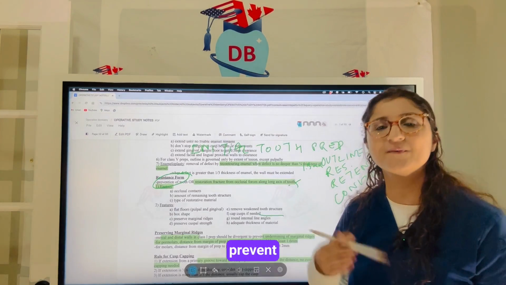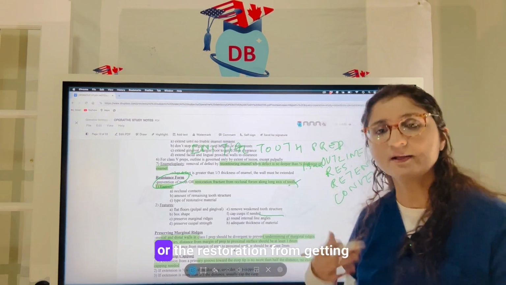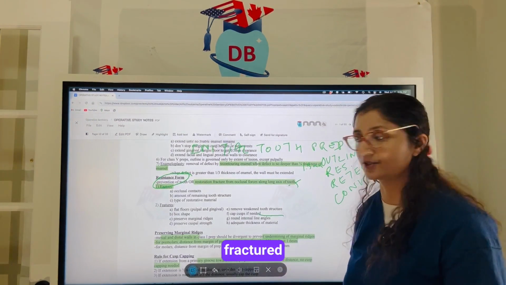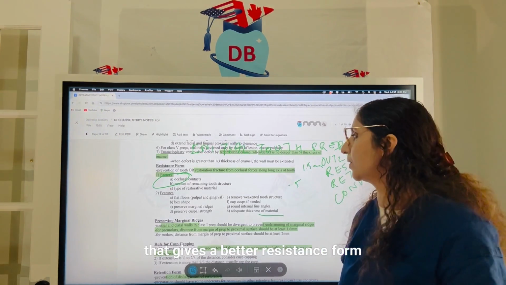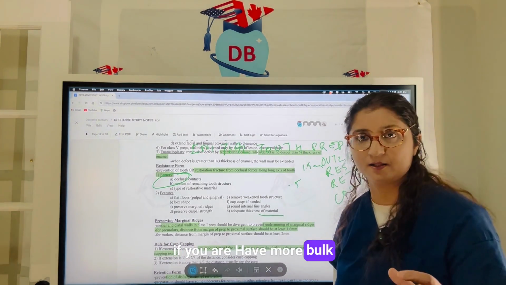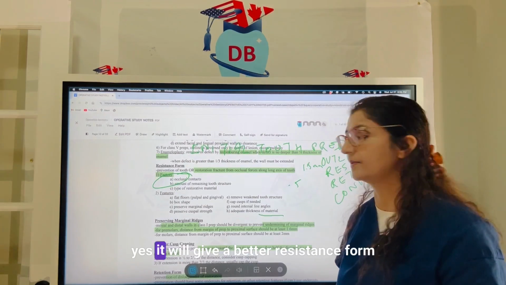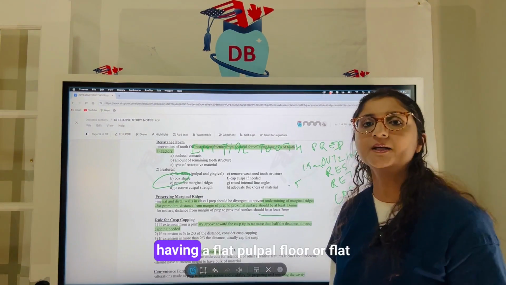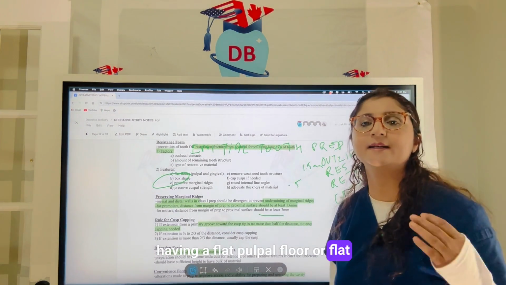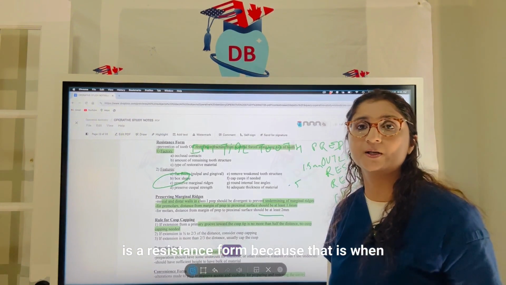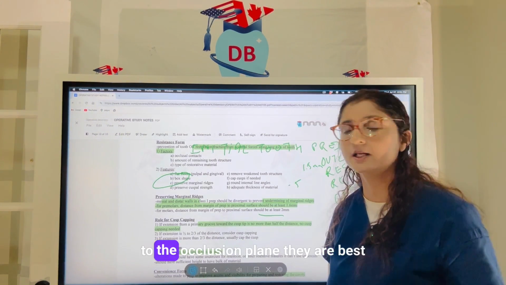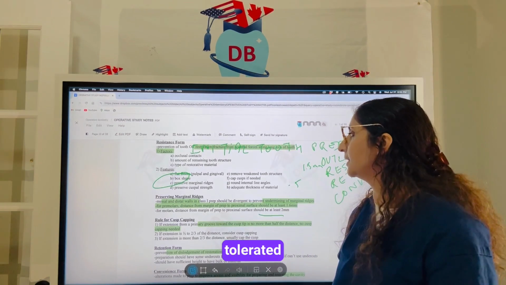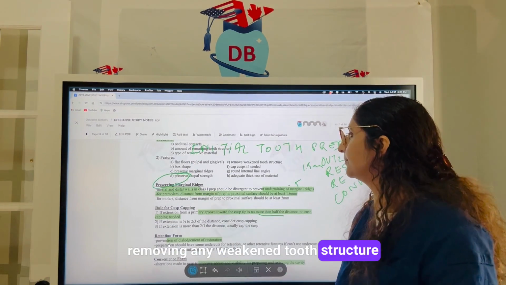Now the next form is the resistance form. Resistance form will prevent your tooth or the restoration from getting fractured. The more tooth structure that is remaining, the better the resistance form. If you have more bulk of the restoration, yes, it will give a better resistance form. Having a flat pulpal floor or flat cavity is a resistance form, because that's when the forces fall perpendicular to the occlusal plane. They are best tolerated.